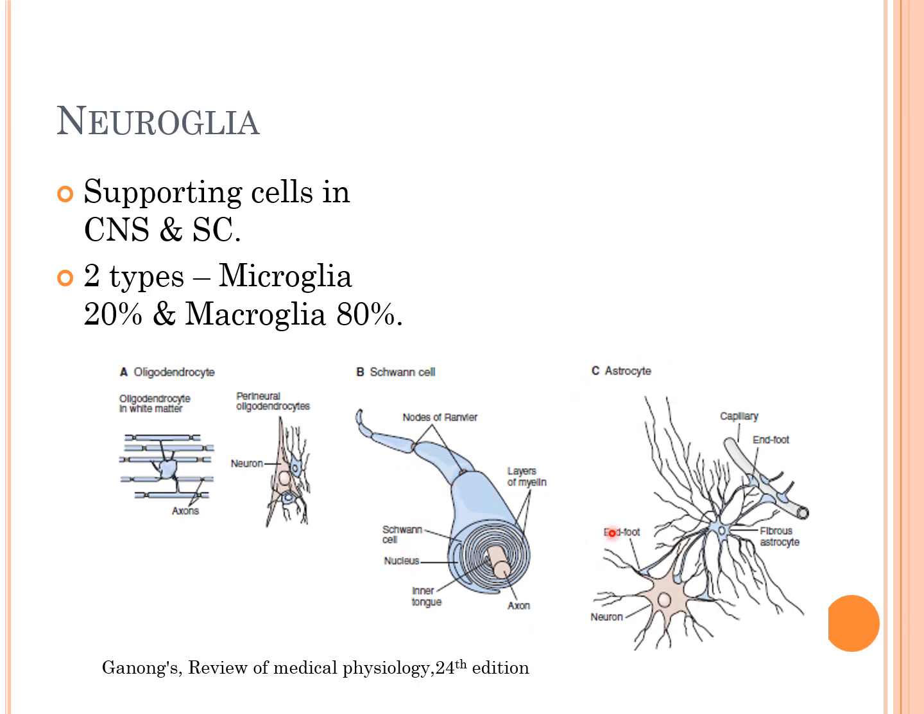The third type of macroglial cell is called astrocytes. You can see these are star-shaped cells, and they are again of two types: fibrous astrocytes and protoplasmic astrocytes. What is the function of these astrocytes? Here you can see capillaries, and astrocytes form tight junctions in the brain capillaries, and they help in the formation of the blood-brain barrier. That is a very important function of astrocytes.